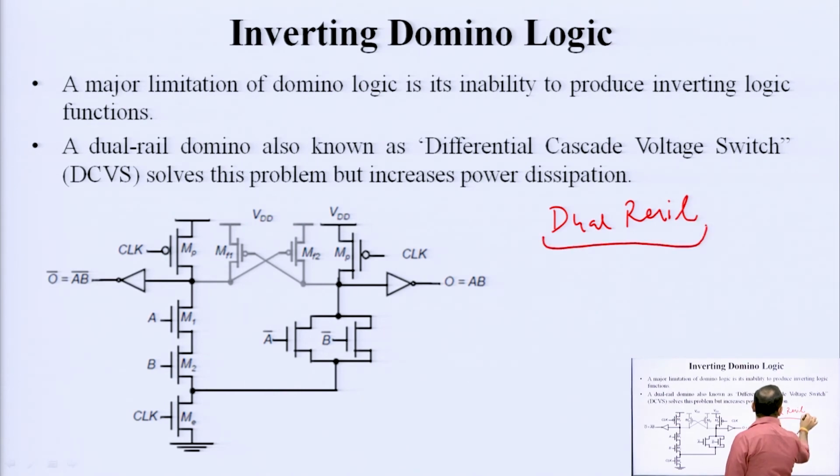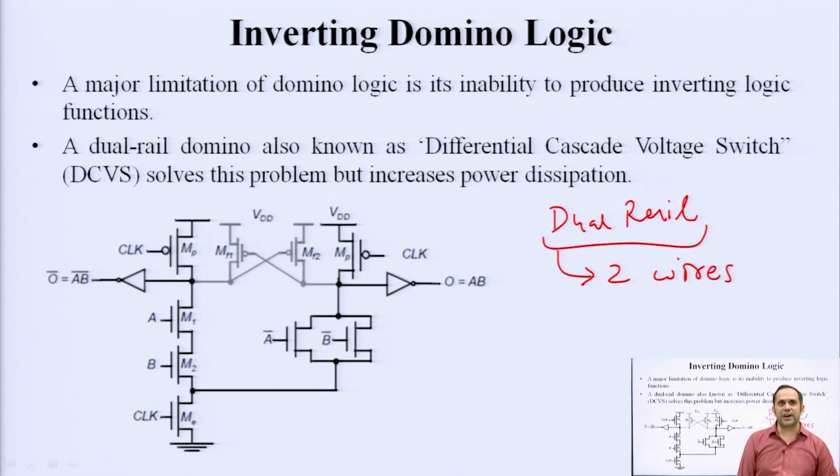Dual rail basically means that at any point there are going to be two sets of wires. Okay. So, there are going to be two wires. One of the wires is going to give you a logic high output. The output of one of the wires is going to be 1 when the signal which is feeding that wire is also 1.